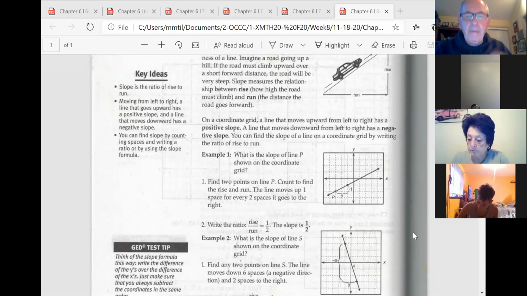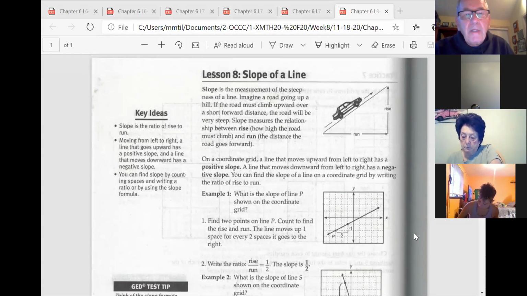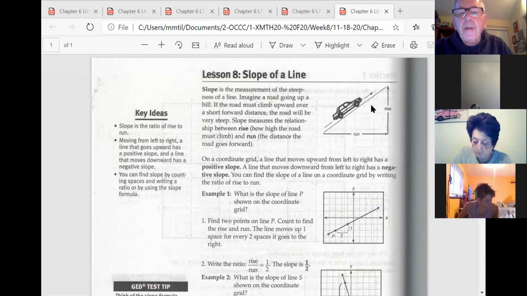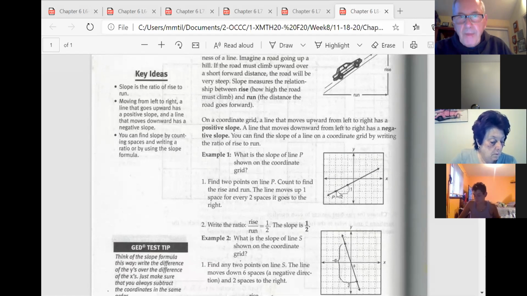Now, a little more information on the slope of a line. The slope is defined as the rise over the run. So you've got a car here going up a hill. The slope of this car going up this hill would be the rise, how high it goes, versus how far it goes over. It's the same thing as on a graph. How high it goes from one point to the next, divided by how far it goes to the right. That's all we're doing.